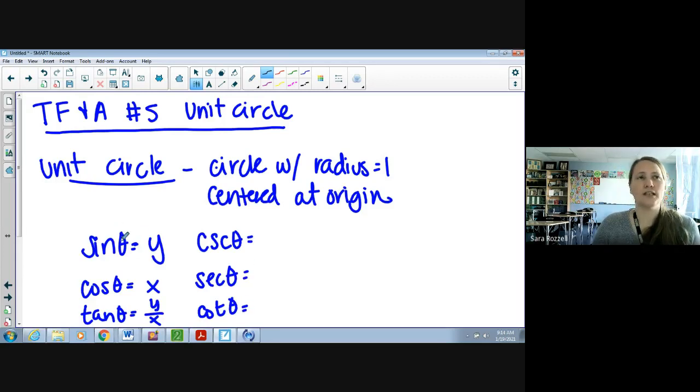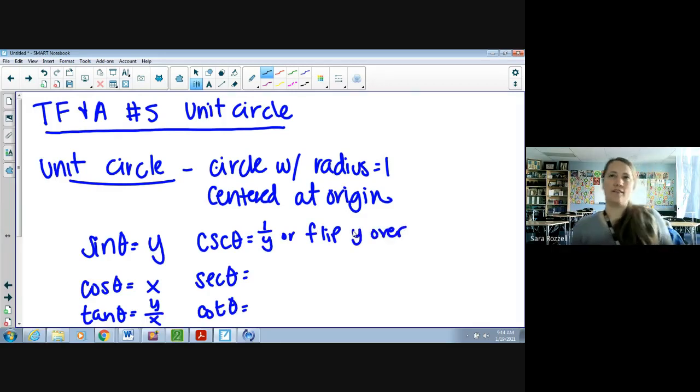To get your cosecant, just like we've done before, we're going to flip over our y value. So we can write it as the reciprocal, 1 over y, or just think about it as flip the y over. So if your y value was a half, you'd flip it over and it would become 2. If your y value was root 3 over 2, you'd flip it over, it'd be 2 over root 3.